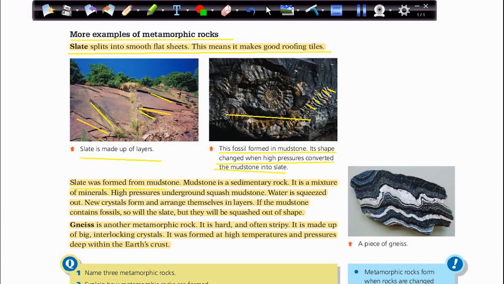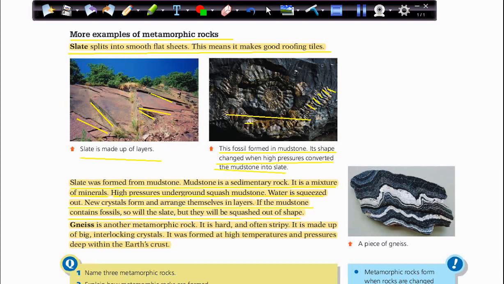Slate was formed from mudstone. Mudstone is a sedimentary rock. It's a mixture of minerals. So even this is another reason. Mudstone is a mixture of minerals, so that's why we can see stripes. High pressure underground squashes mudstone. Water is squeezed out. New crystals form and arrange themselves in layers. If mudstone contains a fossil, so will the slate, but it will be squashed out of shape.